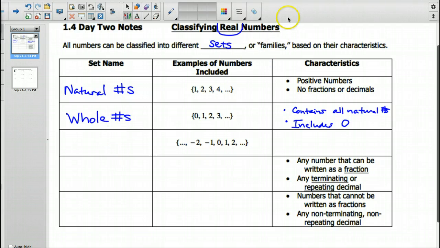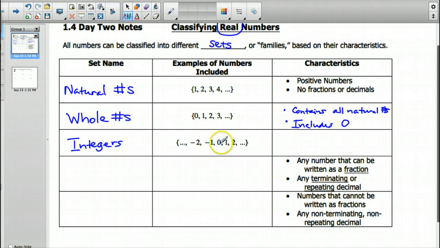Our next set of numbers include all of the whole numbers. Okay, so if you notice, these sets keep building on each other. Okay, so all of the natural numbers are in the whole numbers, and now all of the whole numbers are going to be in this next set. But now we're adding in the negative whole numbers as well. And so when you take all of the positive whole numbers, all of the negative whole numbers, and 0 and put them together, you get the next set, which is called the integers. Okay, so the integers include all of the whole numbers, and now we also include our negative whole numbers.